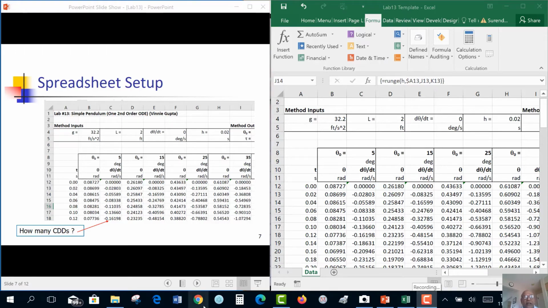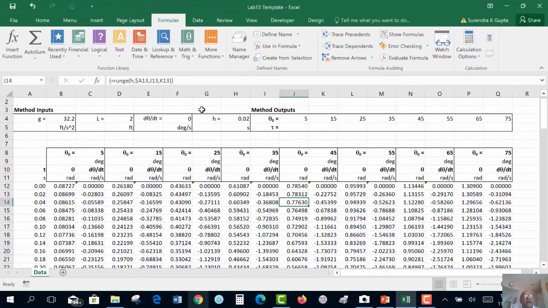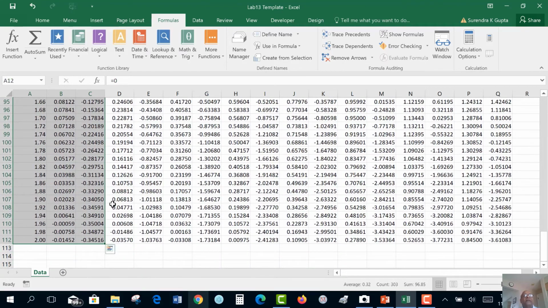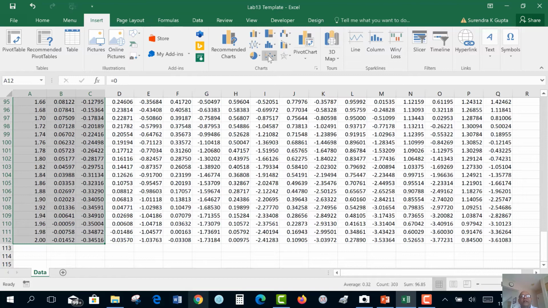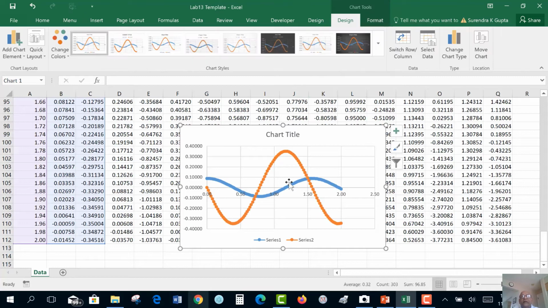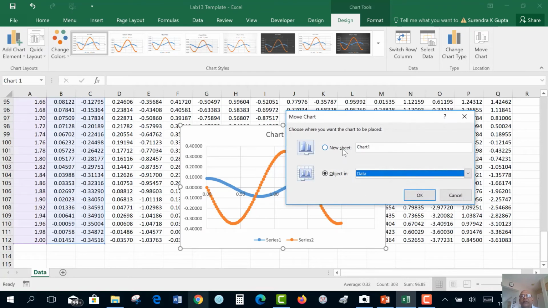Okay, so let's go ahead and see what our solution looks like. We'll do it for just our first set. So we are going to plot the first 3 columns. Insert XY scatter, and let's say we want dots in everything. So we are going to put this on a new sheet. So this is our motion analysis.